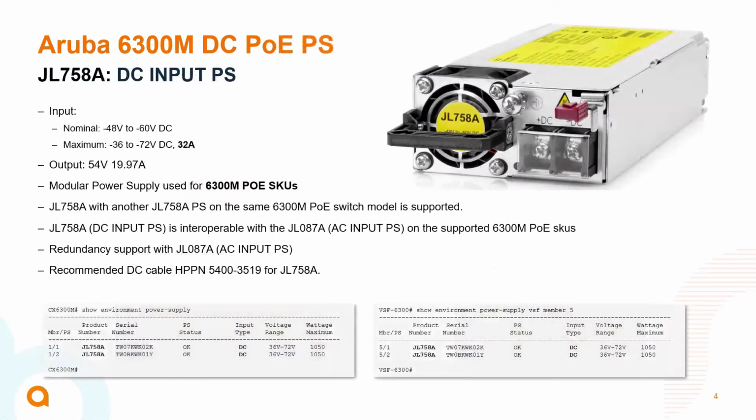Let's look a little bit into the specification. As I was mentioning, you can see the input should be around 32 amperes on a PoE power supply. You can easily identify PoE power supplies: a yellow sticker will be on all of them. Non-PoE power supplies will have a white sticker on them.